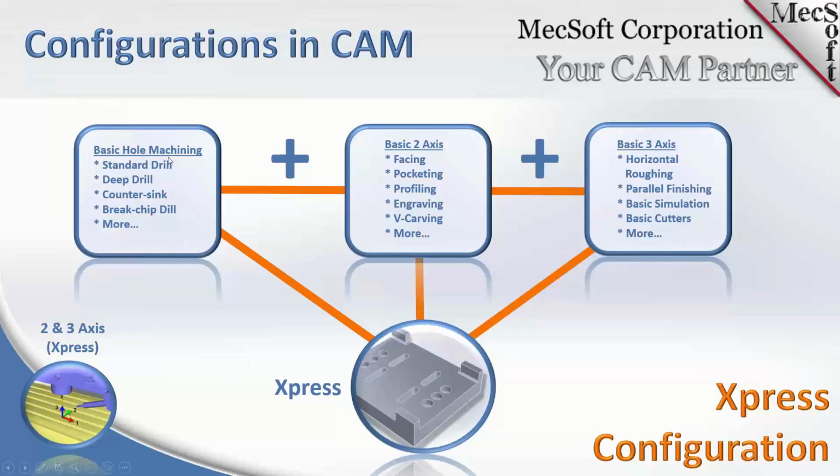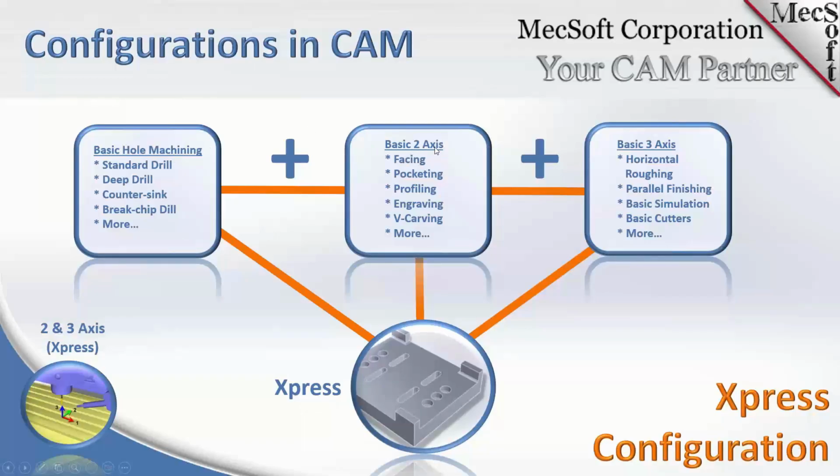Let's go look at the list up here. So in Express, you've got basic hole machining, you've got standard drilling, and then you have different types of drilling: deep drilling, countersink, break chip drilling, and more. And the types of tools you can use are targeted to these very basic operation types. That's the basic hole machining.